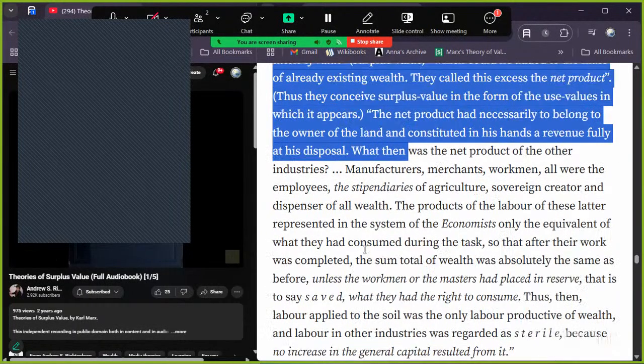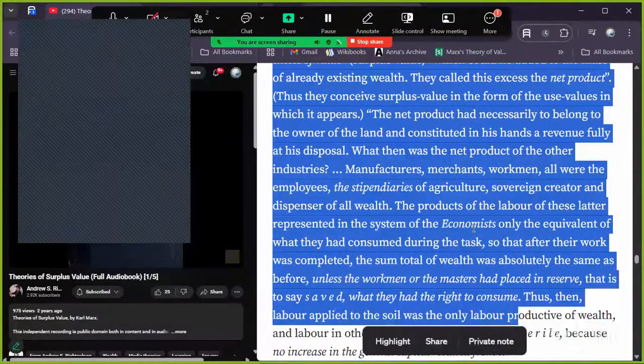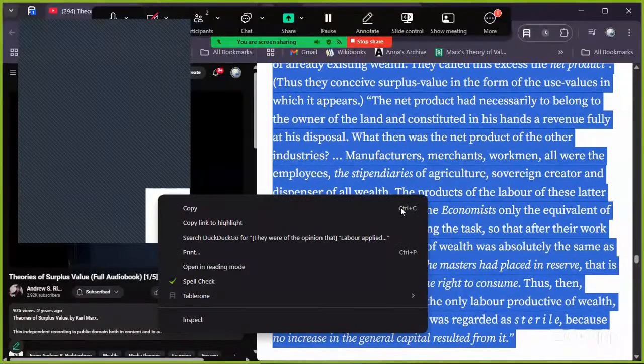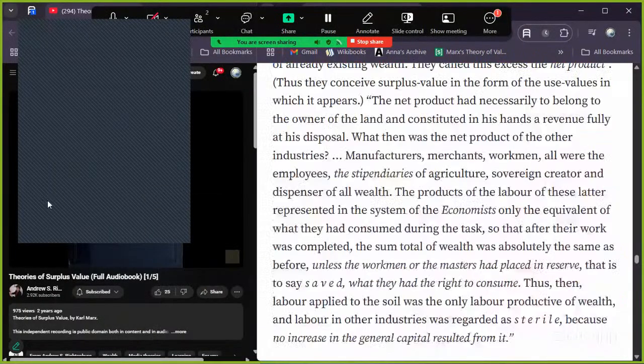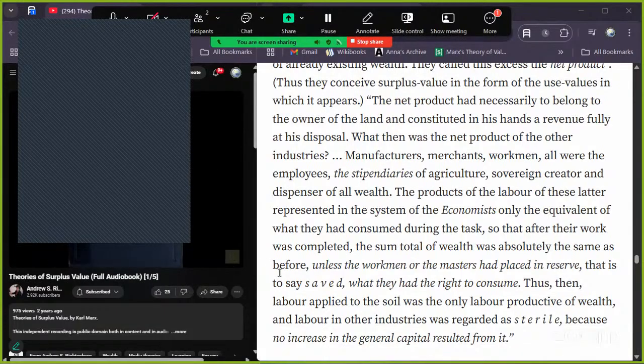Manufacturers, merchants, workmen, all were the employees, the stipendiaries of agriculture, sovereign creator, and dispenser of all wealth. The products of the labor of these latter represented in the system of the economists only the equivalent of what they had consumed during the task, so that after their work was completed, the sum total of wealth was absolutely the same as before, unless the workmen or the masters had placed in reserve, that is to say, saved, what they had the right to consume."